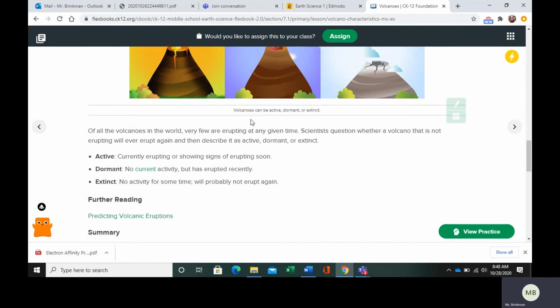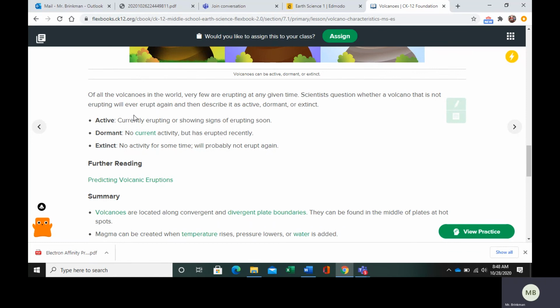So there are a few phases of the volcano. There's active, where it is erupting or showing signs of erupting. There's dormant, where it has no activity, but it might have recently erupted. And there's extinct, so no activity for some time and probably not likely to erupt again.